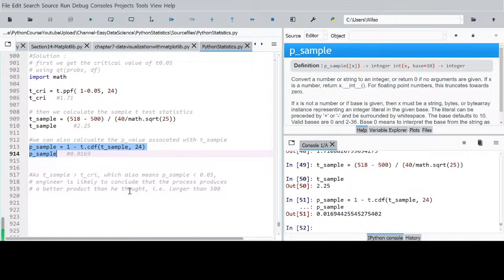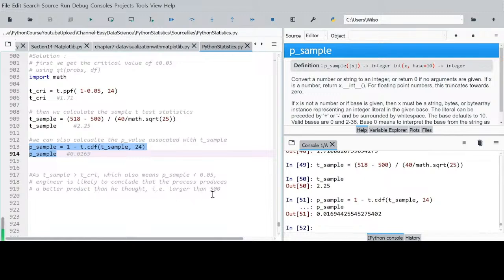So it's about 0.0169. So the conclusion can be drawn because the t sample test statistic from the sample is larger than the t critical value, because 2.25 is larger than 1.71. It also means the calculated p value is less than 0.05. So 0.05 is the significance level we assumed before we test, right? So the engineer is likely to conclude that the process produces a better product than he thought.